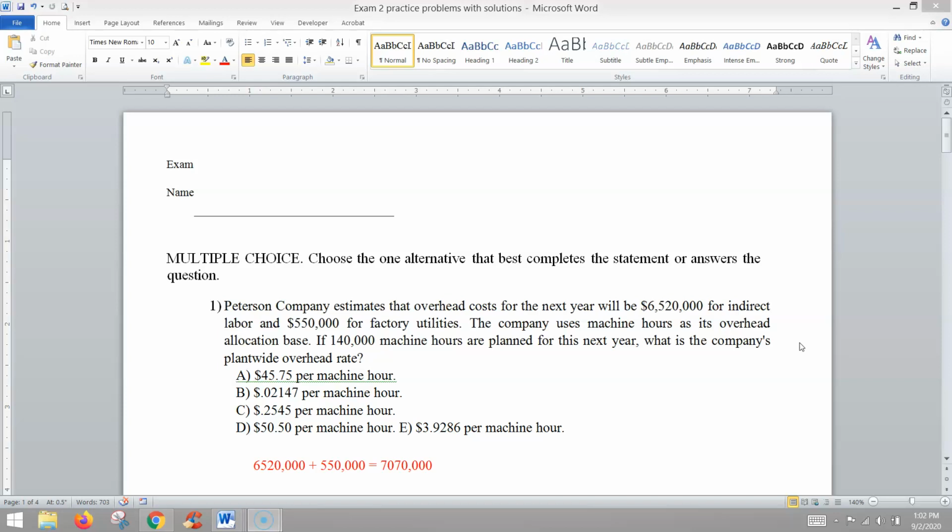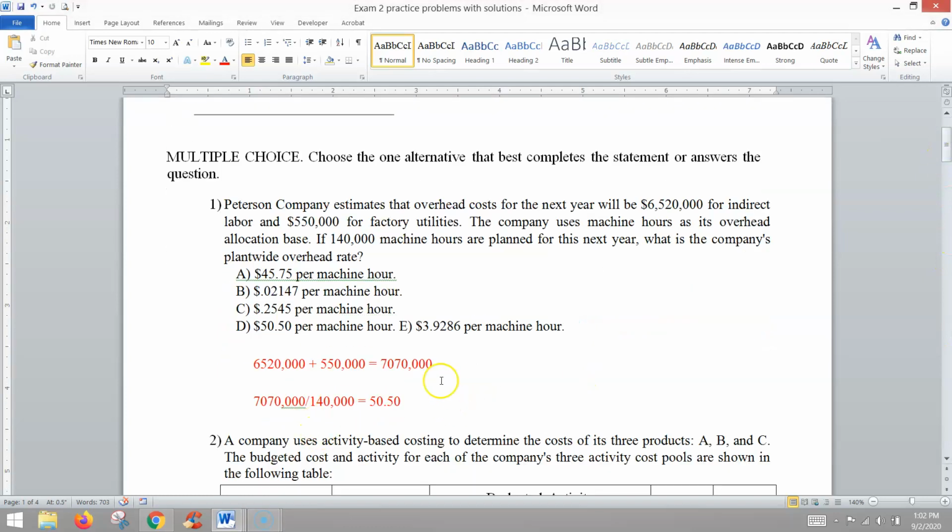Well, the formula is going to be fixed costs or estimated fixed overhead divided by whatever the base is. And for this example, it tells us it's machine hours. So we would look at the indirect labor, $6,520,000. We're going to add the factory utilities. Both of those are overhead. Then we're going to divide it by 140,000 machine hours. When we do that, we get an overhead rate of $50.50 per machine hour.